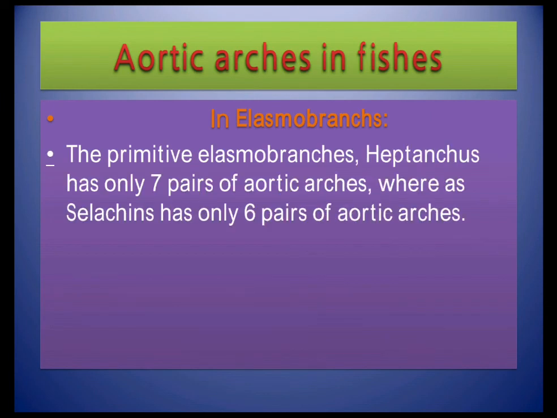If we take the primitive elasmobranchs, suppose I am taking the example of Heptanchus, hepta refers to 7. So hexa is 6, Heptanchus is having 7 pairs of aortic arches. Whereas the coelacanths, again a group of fishes, have got 6 pairs of aortic arches. So that is the primitive plan also. We have Petromyzon also with 7 pairs.